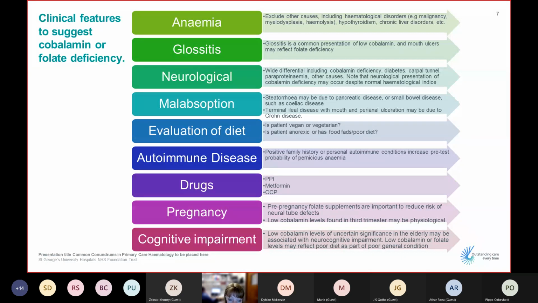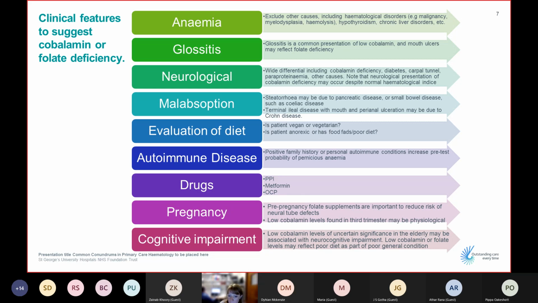Patients with autoimmune diseases, we know that a positive family or personal history increases their pre-test probability of pernicious anemia. And there are a number of medications used in primary care that can cause B12 and folate deficiency. PPIs, by increasing gastric pH, lead to a reduced absorption of B12. Metformin, as it can cause malabsorption in the bowel, can influence our B12. And the oral contraceptive pill is also associated with low levels of B12.